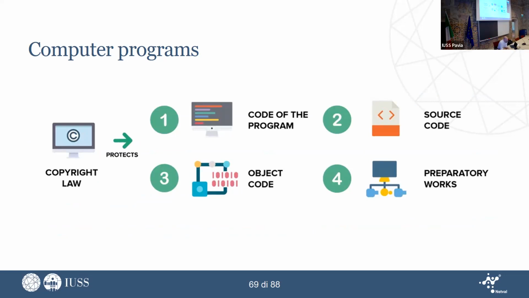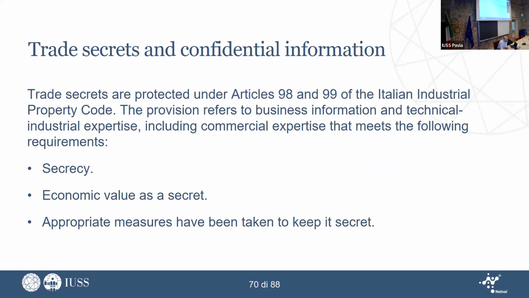These are the differences. These are the parts of the computer program. We protect the code of the program, the source code, the object code, and in some cases we can also protect the proprietary works. Of course, the trade secrets and the confidential information must meet the requirements of secrecy, economic value as a secret, and appropriate measures. So you have to demonstrate you made an effort to keep this information secret.